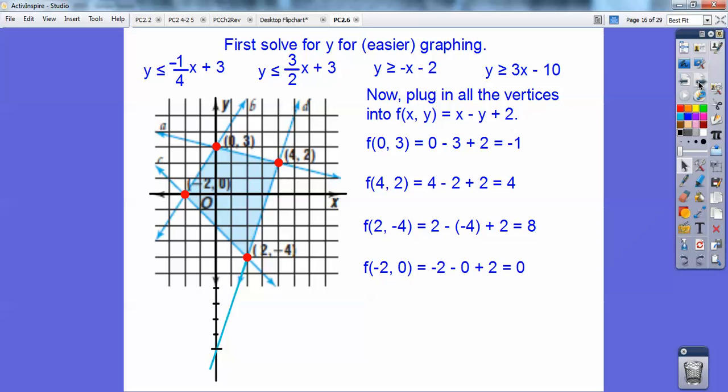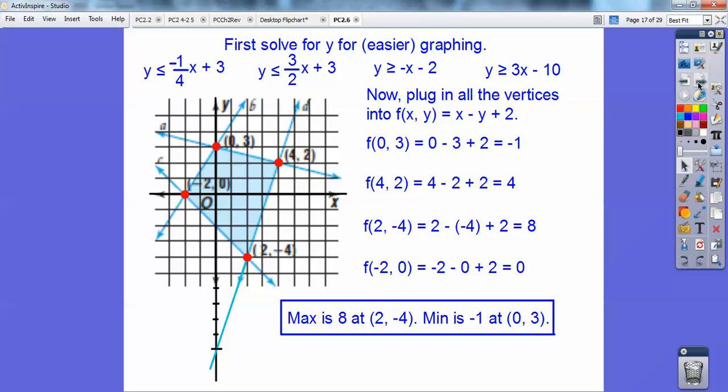I plugged all those vertices into that function, and now I can see which one has the max. The max is here at 8, and the minimum, the smallest number, is at negative 1. The vertex theorem ensures that that's how we can find our max and our min given these circumstances. So my max is 8 at 2, negative 4, and the min is negative 1 at 0, 3.